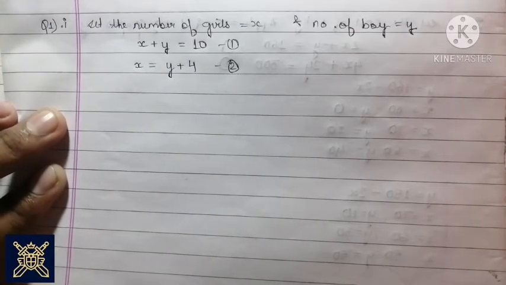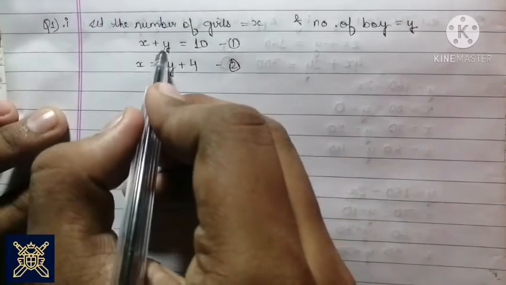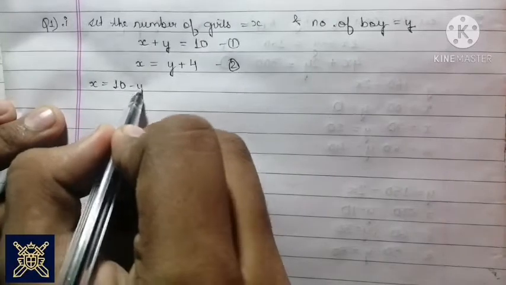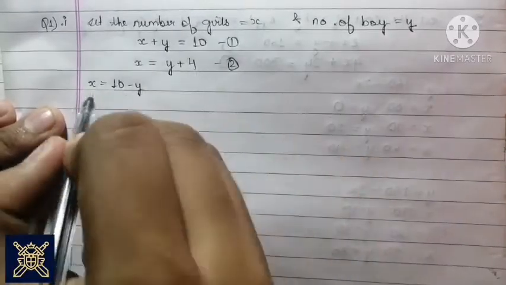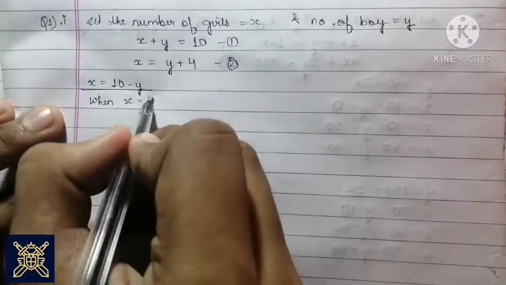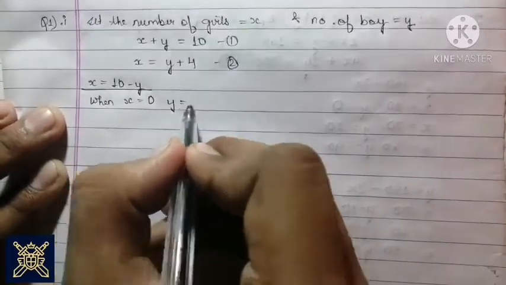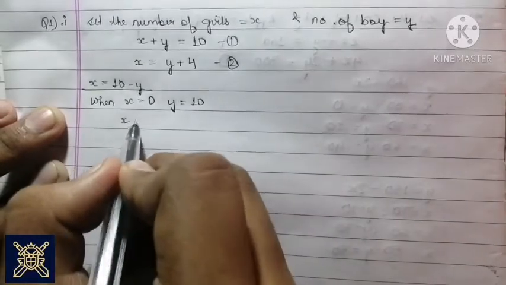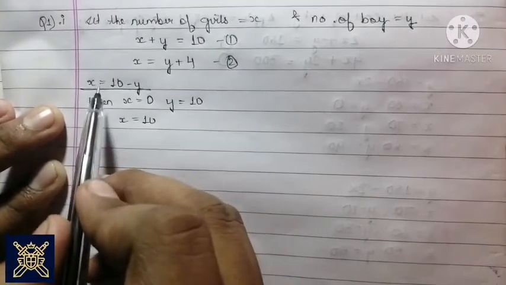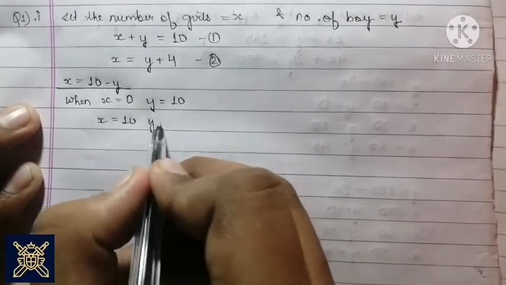Now we have to find the coordinates of the respective lines. We take the first equation and transpose y to the other side, so we get x equals 10 minus y. Now we take different values of x for this equation. When x is equal to 0, 0 is equal to 10 minus y, so y is equal to 10. When we take x equal to 10, then 10 is equal to 10 minus y, so y is equal to 0.